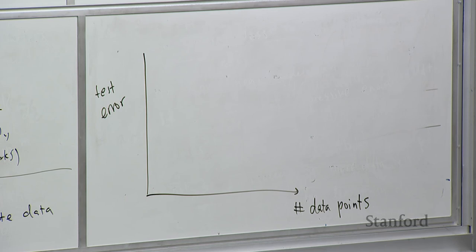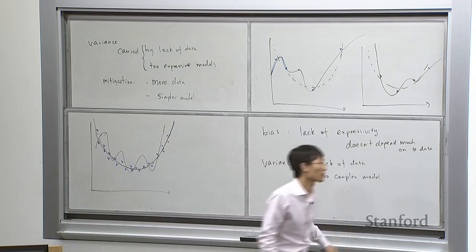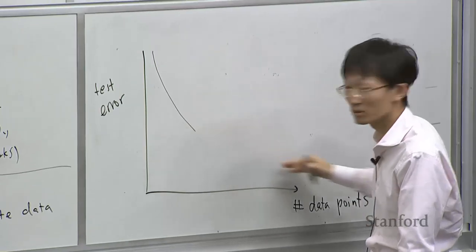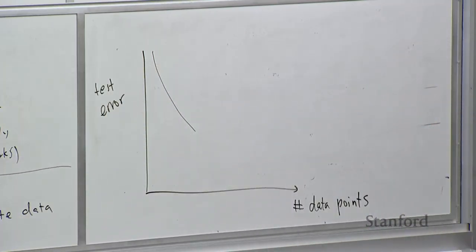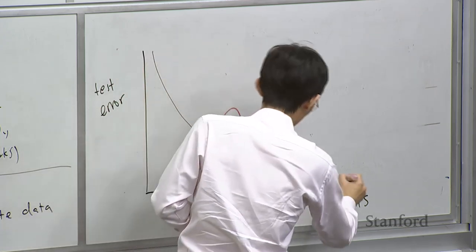The guess would be that the test error would be decreasing. If you believe in this bias and variance kind of intuition, the bias doesn't seem to depend much on the data, and the variance will be smaller and smaller as you have more and more data. So the test error should continue to decrease as you have more and more data. And it turns out that in many cases, the test error will look like this. It will increase at some point, and it will decrease again.